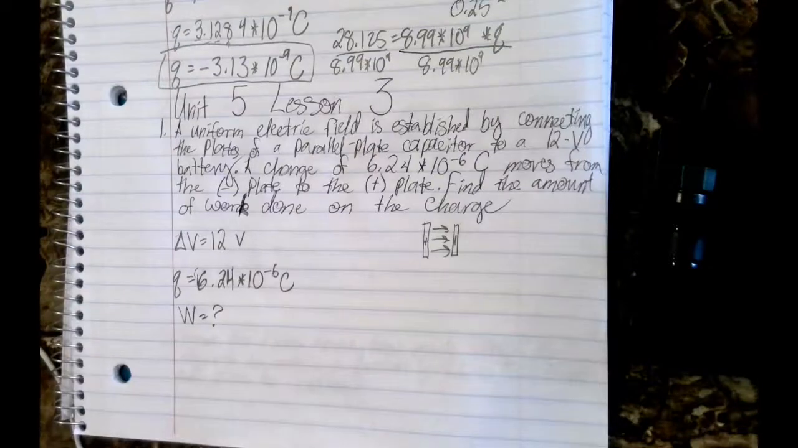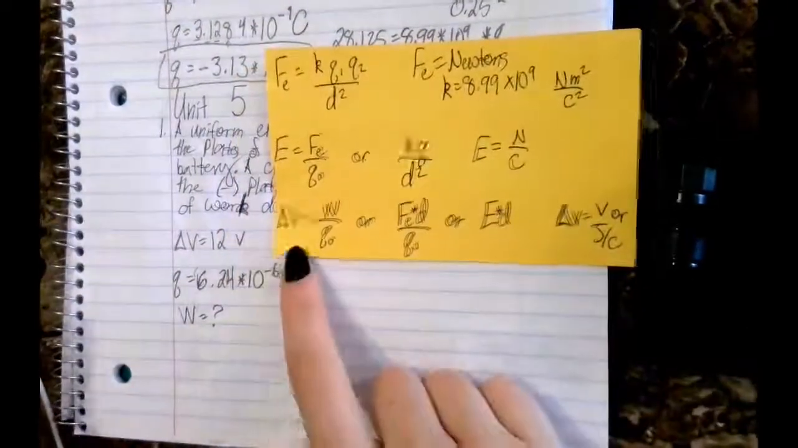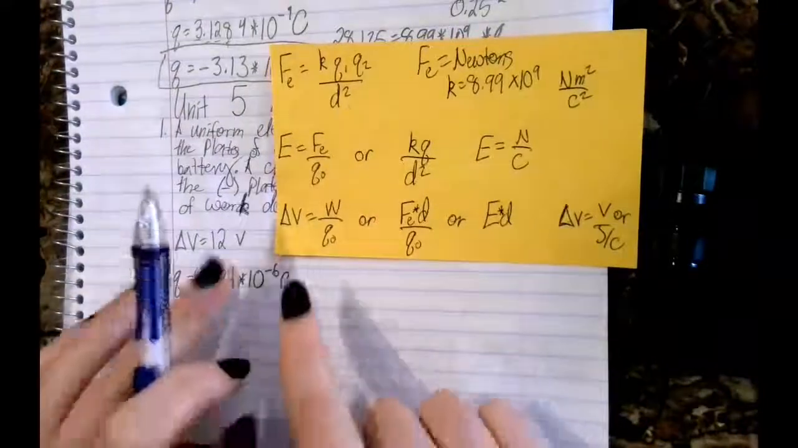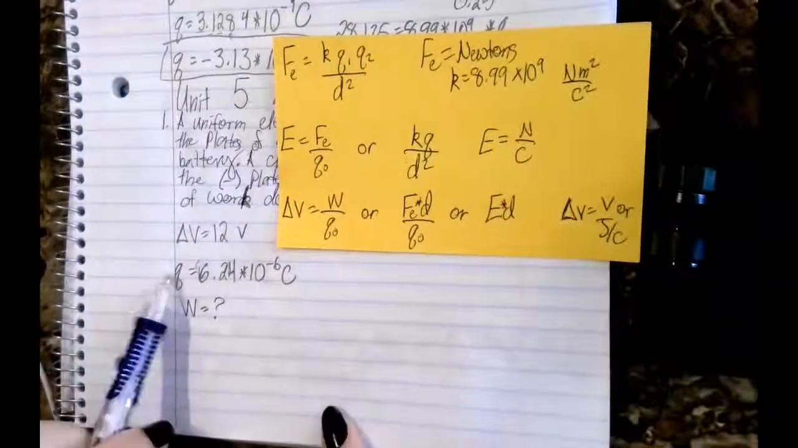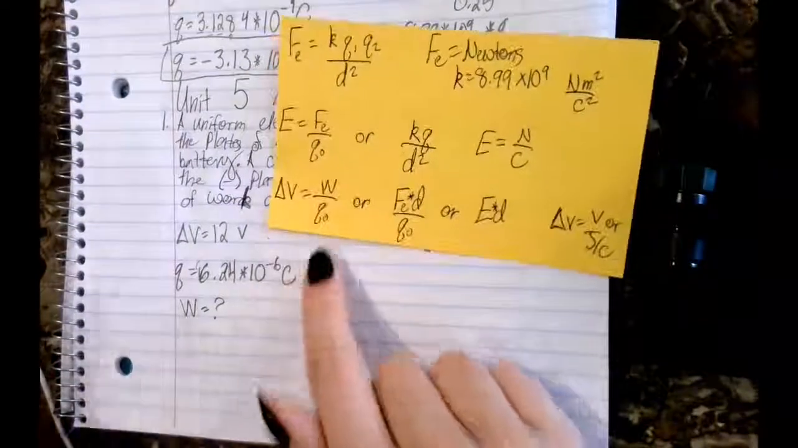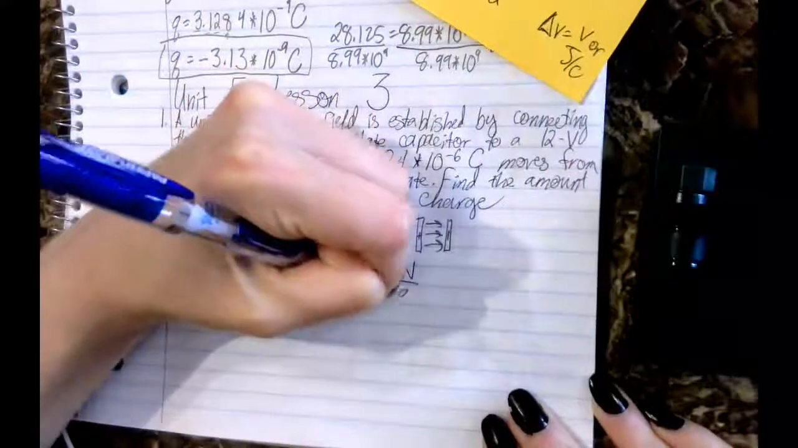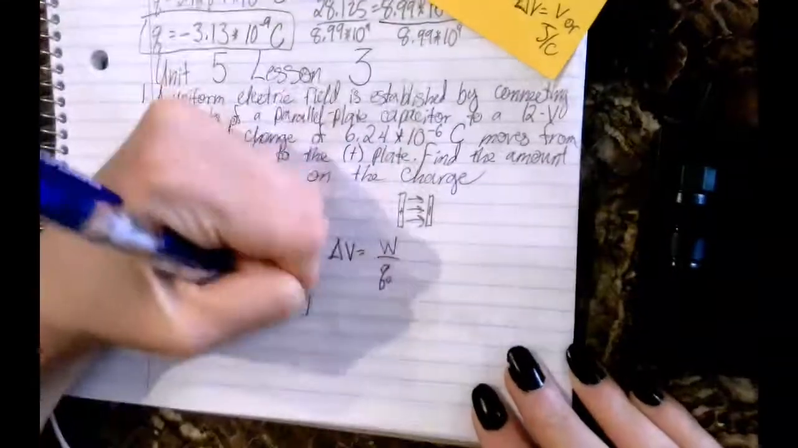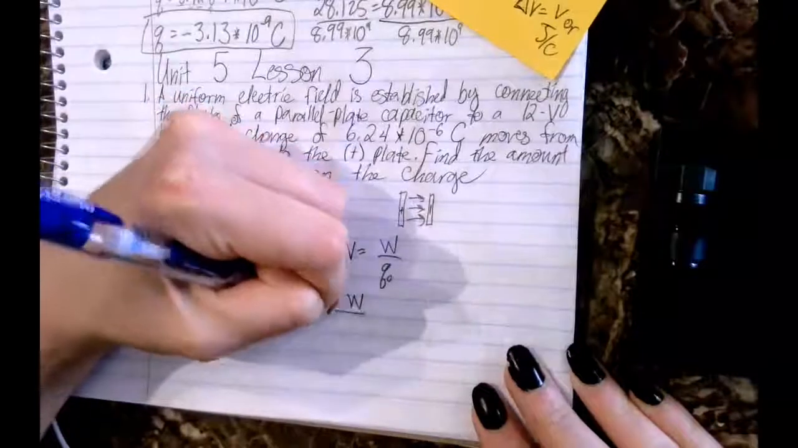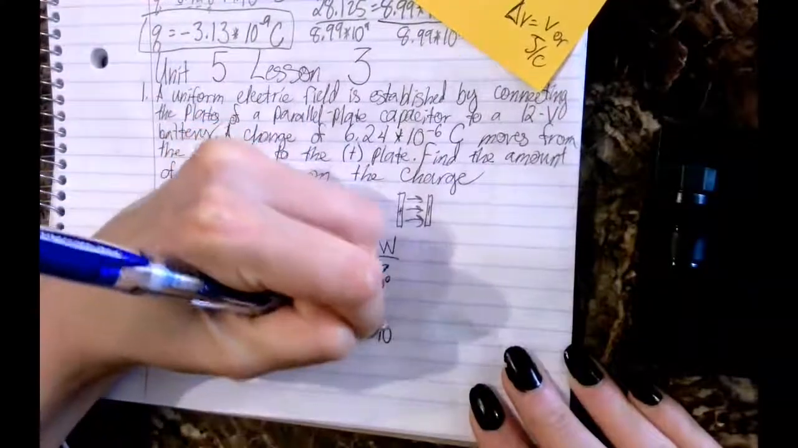Looking at my formulas for voltage, for electric potential difference or volts, I wrote down 3 different formulas from that lesson. Looking at what I'm given and what I want, I'm going to use this first formula. My delta V equals the work done divided by the charge. So plugging in what we know, 12 equals the work done divided by 6.24 times 10 to the negative 6.